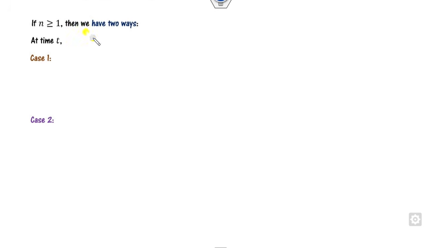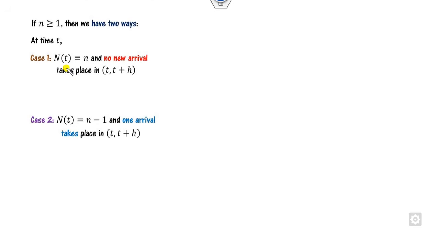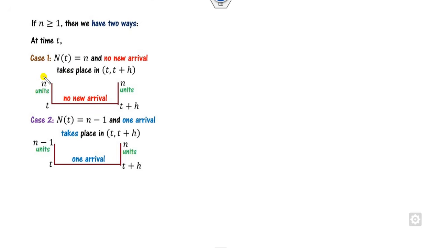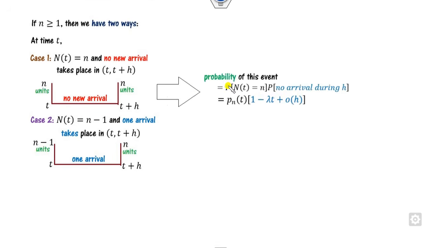The second case is whenever n is greater than or equal to 1, then there are two cases. What are those cases? Firstly, initially there are n events and there is no arrival, so the total becomes n. Or there are n minus 1 events and 1 arrival, then there are n events. What is the probability of this case? The probability at t is n events and there is no arrival occurring. So when there is no arrival, this is the probability, which is written here.